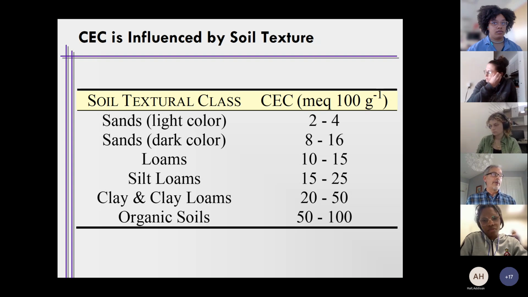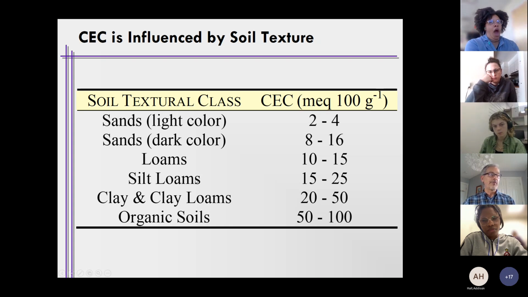So sands that are light or dark colored have relatively low CECs, like 2 to 4 versus 8 to 16 milliequivalents per 100 grams. And then as the soil becomes finer and finer, as you go from a loam to a silt loam to a clay, the CECs increase. That's simply because there's more clay present in a clay or a clay loam than a sand.